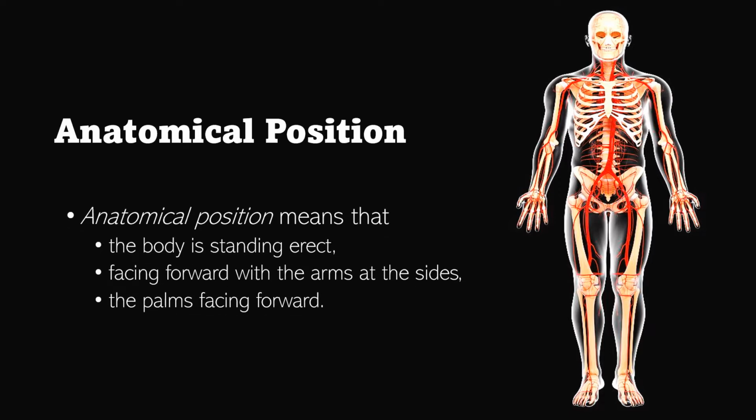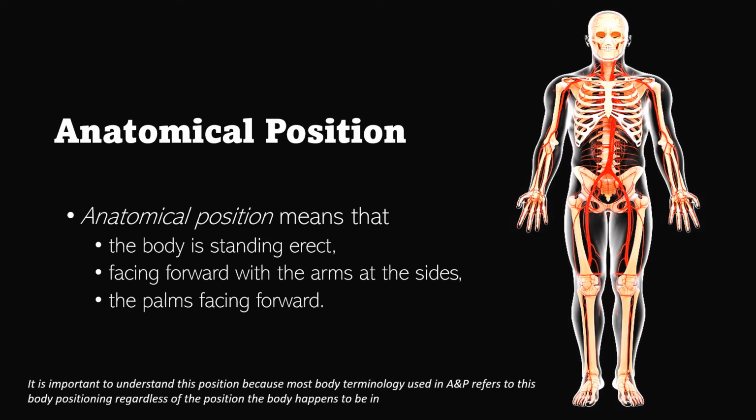We're going to say that anatomical position means that the body is standing erect, facing forward with arms at the side and palms facing forward. So the body standing erect, facing forward with arms at the side and your palms facing forward is the anatomical position.